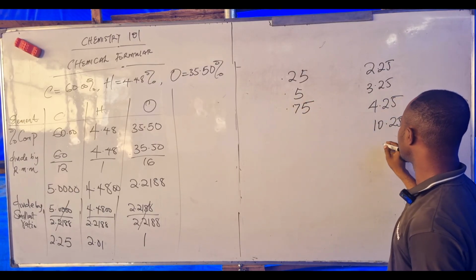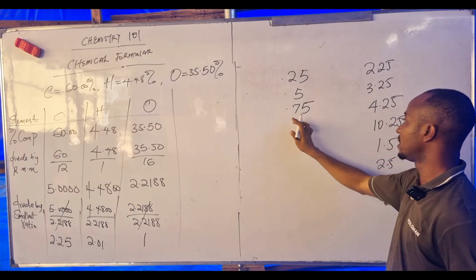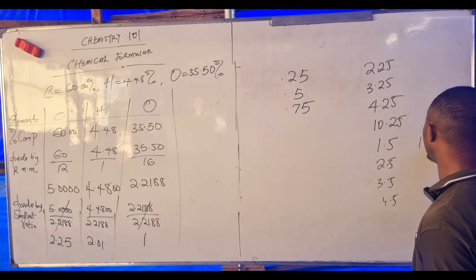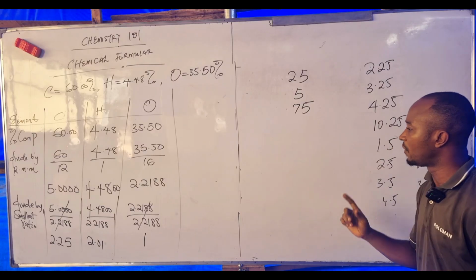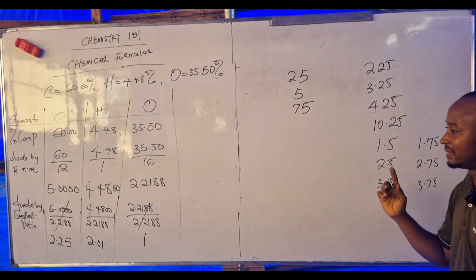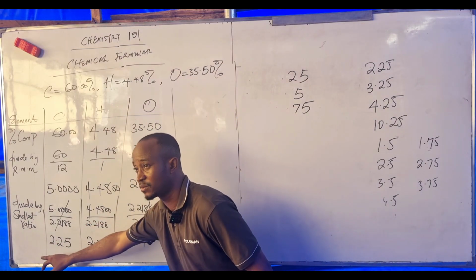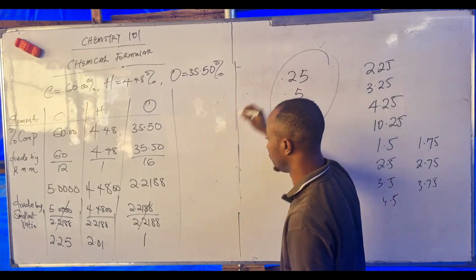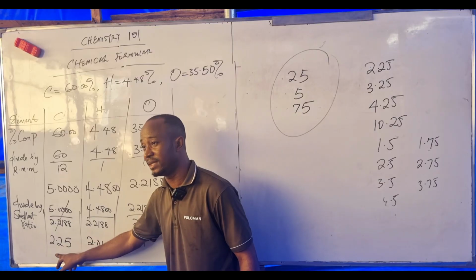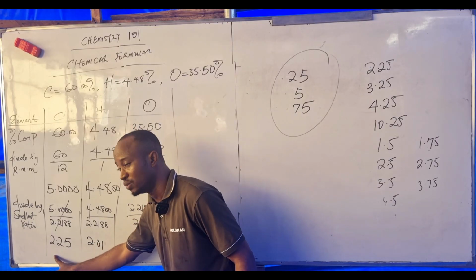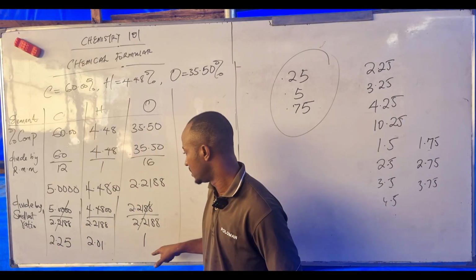Under 0.5, examples are 1.5, 2.5, 3.5, 4.5. Under 0.75, examples are 1.75, 2.75, 3.75. Don't just approximate. Look for a factor, a number that you will multiply them with that will give you a whole number. Do we have any of these three conditions here? Yes, 2.25. Because of this, don't approximate. So 2 is wrong.